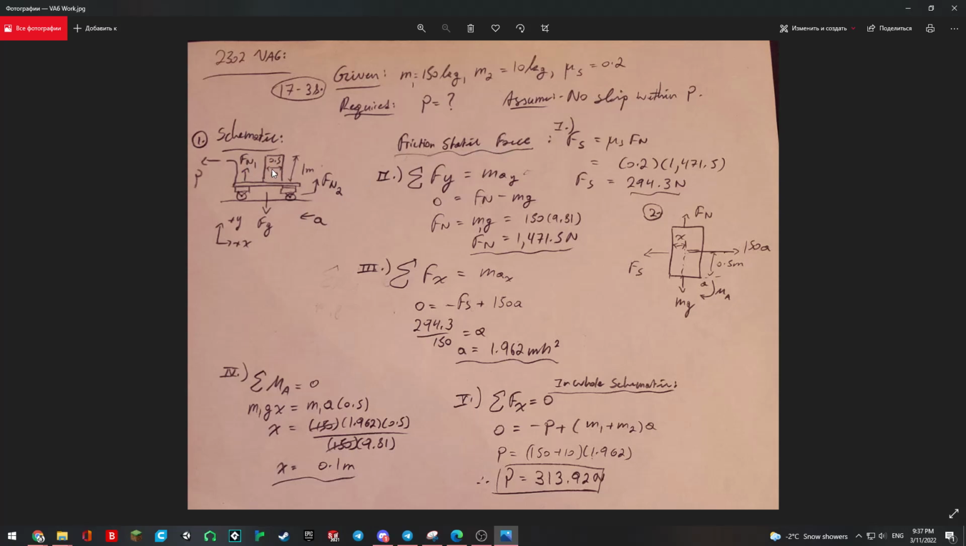And we know the size of the block, which is 1 meter in height and half a meter in width. So we need to determine the maximum force P that can be applied to the handle without causing the crate to slip or tip on the cart. We can assume that there's no slip within the boundaries of P. Anything larger than the force we calculate will cause slip, but anything below that won't.